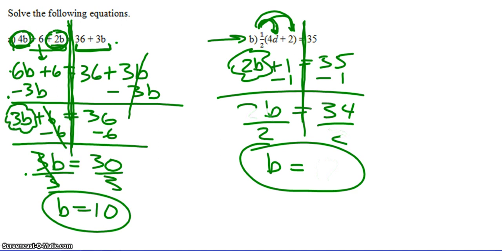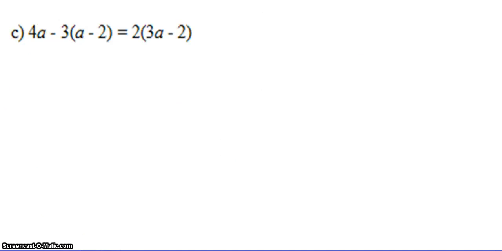All right, let's try this one. As you can see, this is a pretty big one here. This is much more complicated than you had to do last year in 7th grade. This should involve everything we just learned. So we're going to try to simplify both sides. So remember, treat this side separate than this side until we get to the solve part.